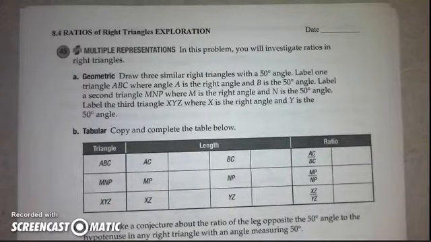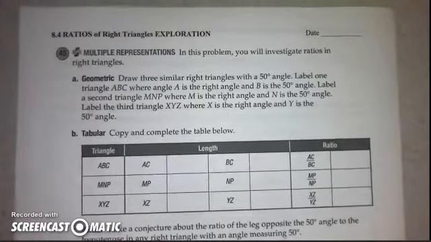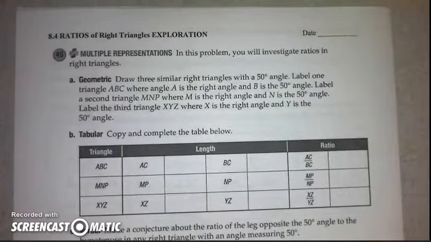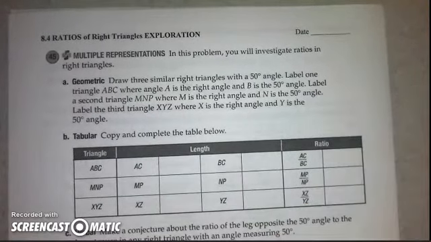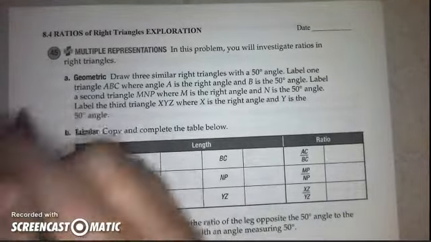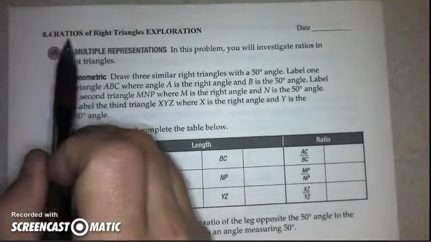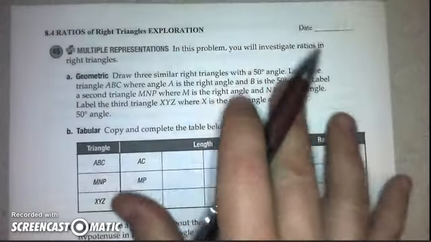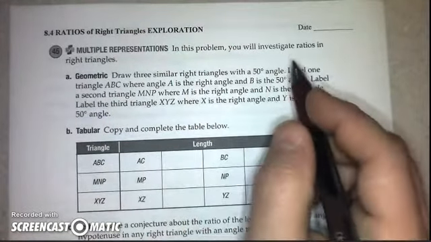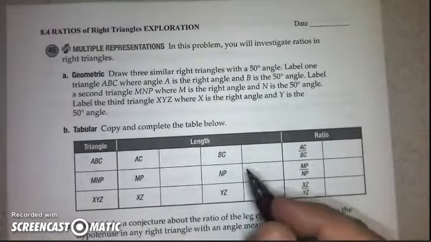All right, hopefully lesson 8.3 has been making a little bit of sense to you about special triangles. Now we're going to look at ratios in right triangles and an exploration with that. And so we're going to do another exploration type video here. Make sure you are on this page, 8.4 Ratios of Right Triangles Exploration. So this is what we're going to do to start with. You're going to investigate what happens with some right triangles.